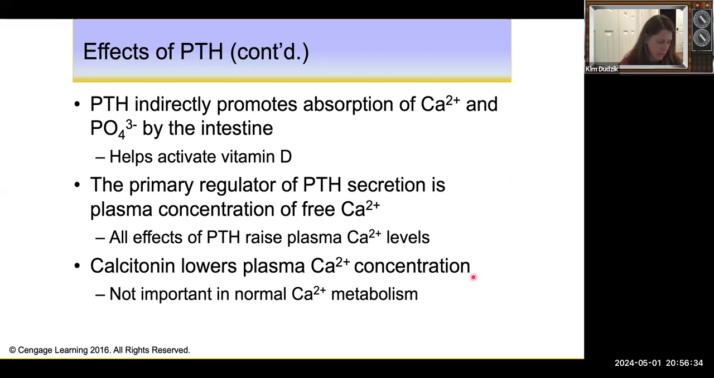And so it can decrease that movement of calcium from the bone fluid into the plasma, right? It's just kind of inhibiting the effects of parathyroid hormone in the normal situation. Long term, it can actually inhibit the osteoclasts. So remember, osteoclasts break down bone and release calcium into the blood. So calcitonin can actually inhibit that.